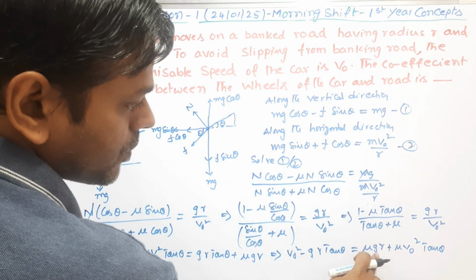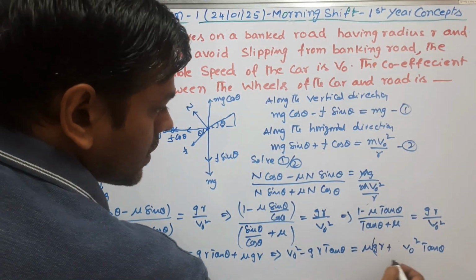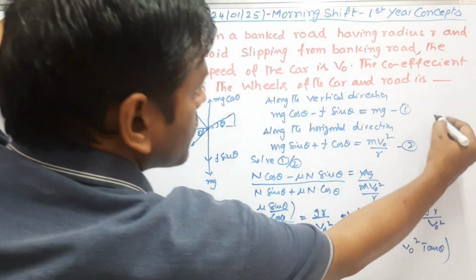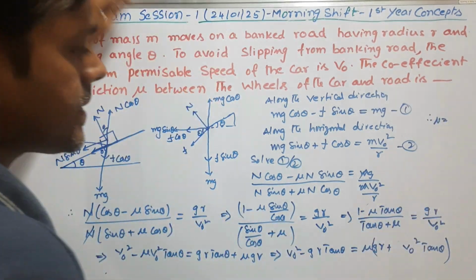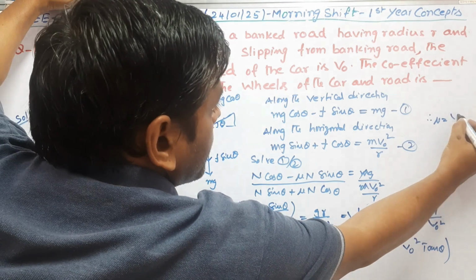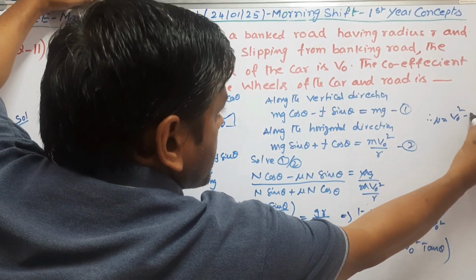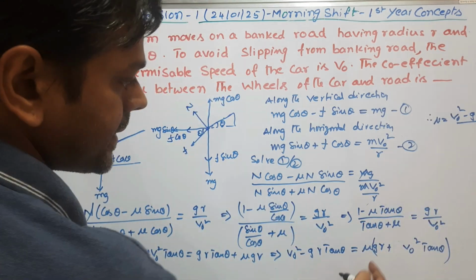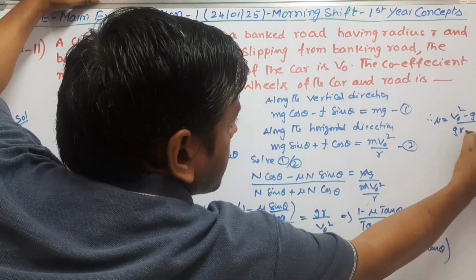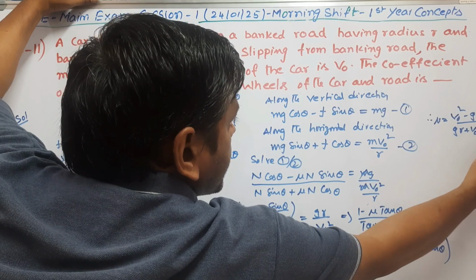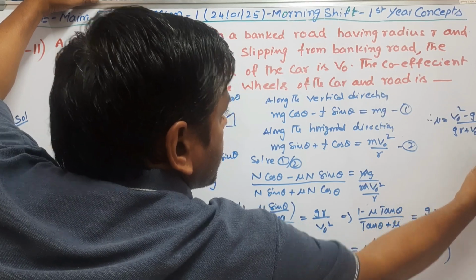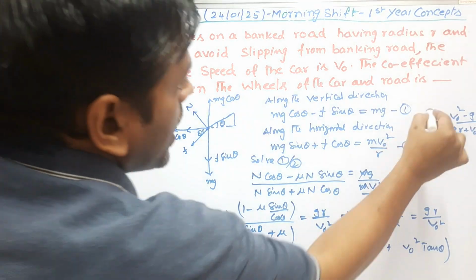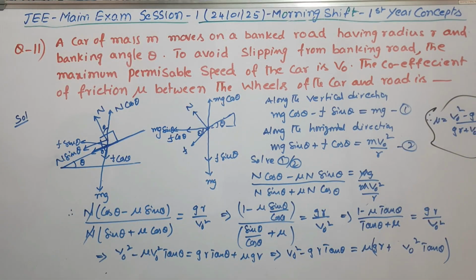From this one you can take mu common, okay, it is right like this, isn't it? So from this one, therefore mu is equal to V naught square minus gr tan theta by gr plus V naught square tan theta. Okay, this is the required mu value for this question. Okay, all right.